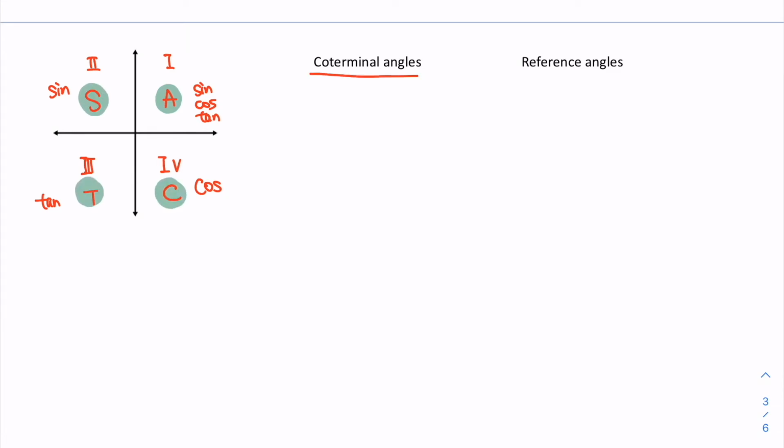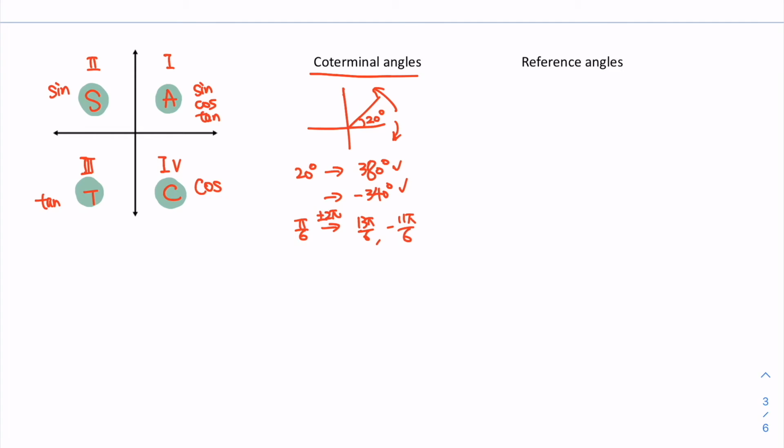Combined with coterminal angles and reference angles, we can solve any special trig values. So coterminal angles: any angles with the same terminal side are coterminal angles. We can go clockwise or counterclockwise. For example, 20 degrees, we add 360, we get 380 degrees. We subtract 360, we get negative 340. These are all coterminal angles. Of course, we can keep adding and subtracting. Pi over 6, we can add or subtract 2 pi or multiples of 2 pi. We can get 13 pi over 6 and negative 11 pi over 6. Those are all coterminal angles.